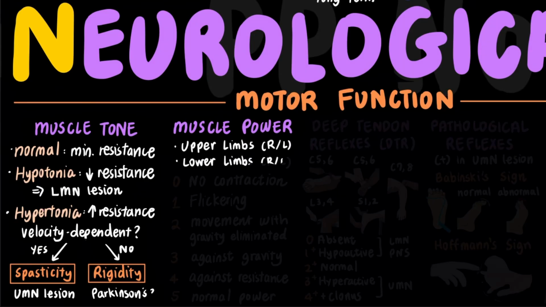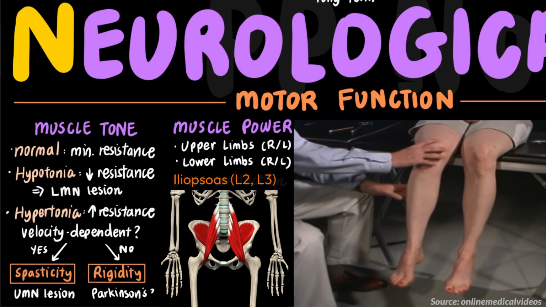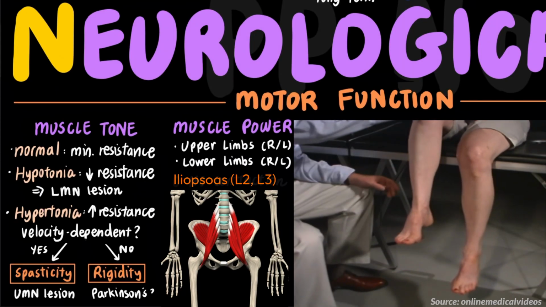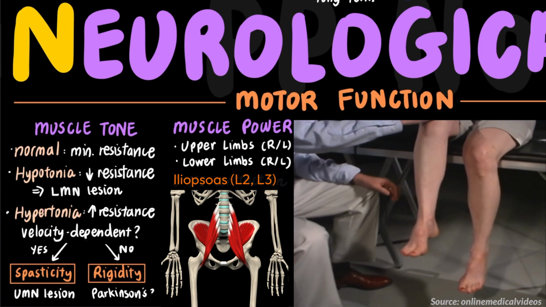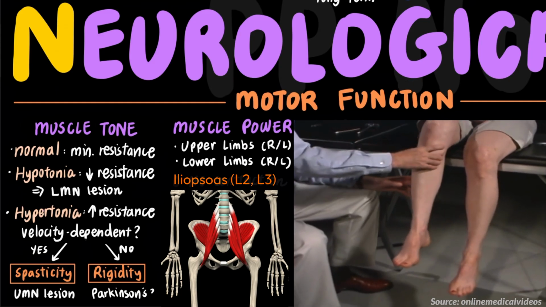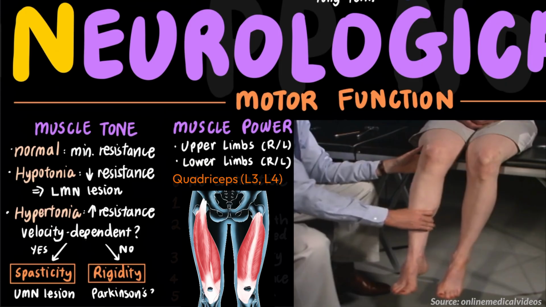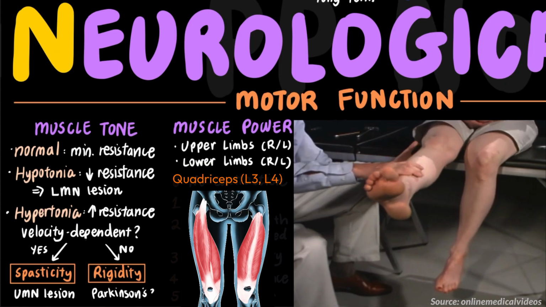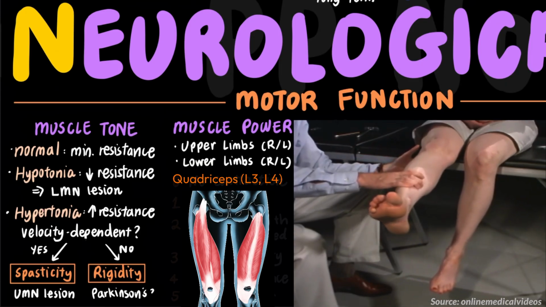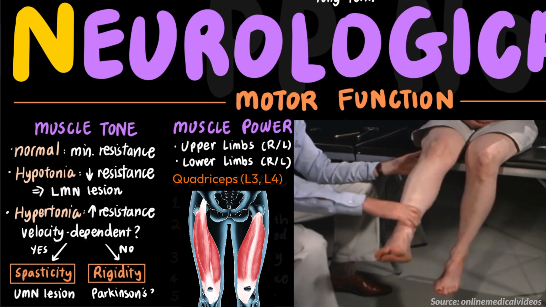Next, move on to the lower limbs. To test the hip flexors supplied by L2 and L3, ask the patient to lift the thigh off the bed while you press down on the front of the thigh. To test the knee extensors supplied by L3 and L4, ask the patient to straighten the knee against your resistance while you support it underneath.